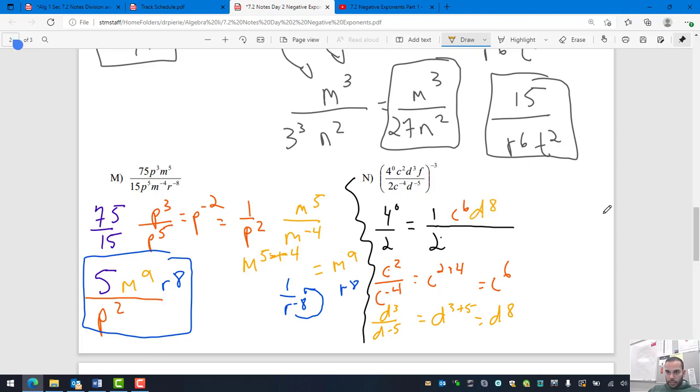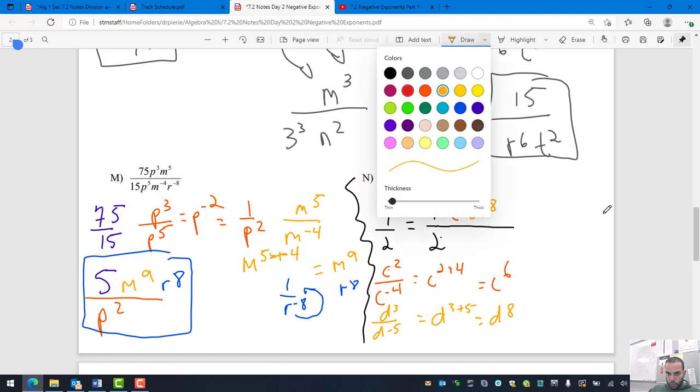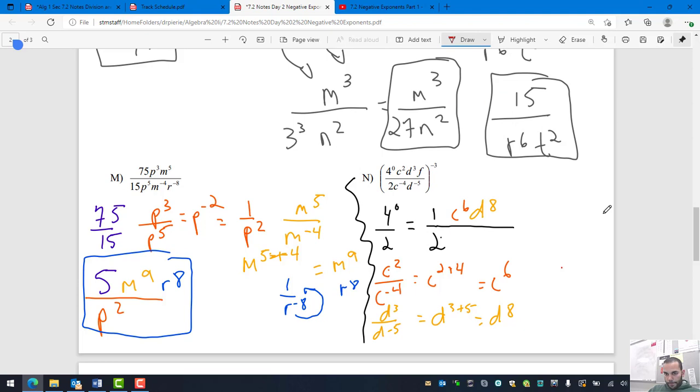And then the last piece I see, let's go with this red, we've got just plain old f in the numerator, so that's going to stay in the numerator. Okay, but the tricky part here is that every single piece in here is being raised to the negative third power. We can't forget about this guy that we got to do last.